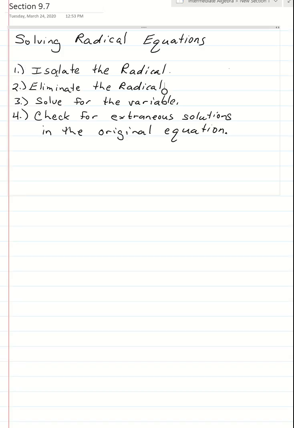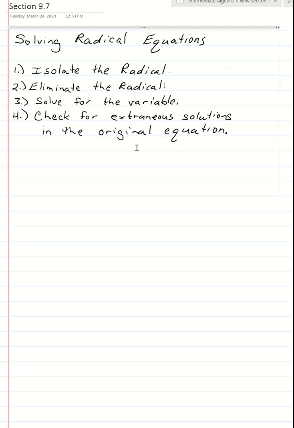Step 1, you want to isolate the radical. We want to get the radical all by itself. Step 2, we will look to eliminate the radical. Step 3, we will solve for the variable. And step 4 is an important step, one that students tend to overlook and forget about, but it is an important one. You want to check for extraneous solutions in the original equation.